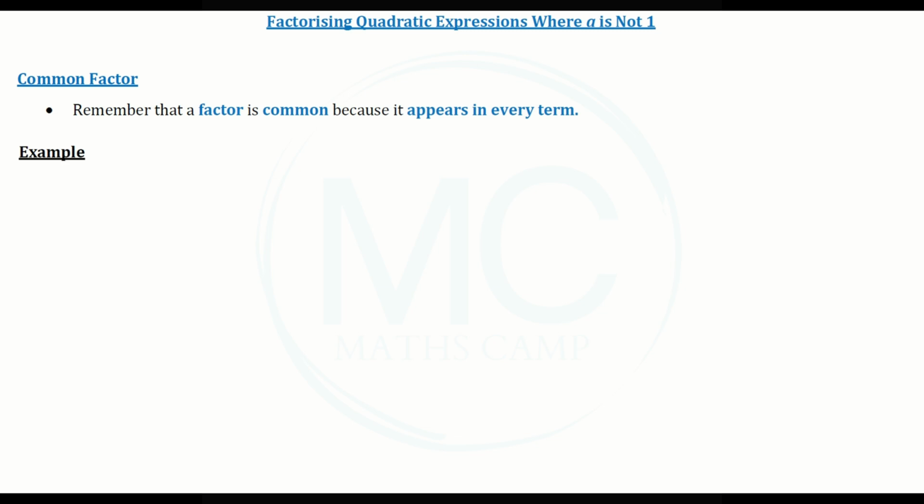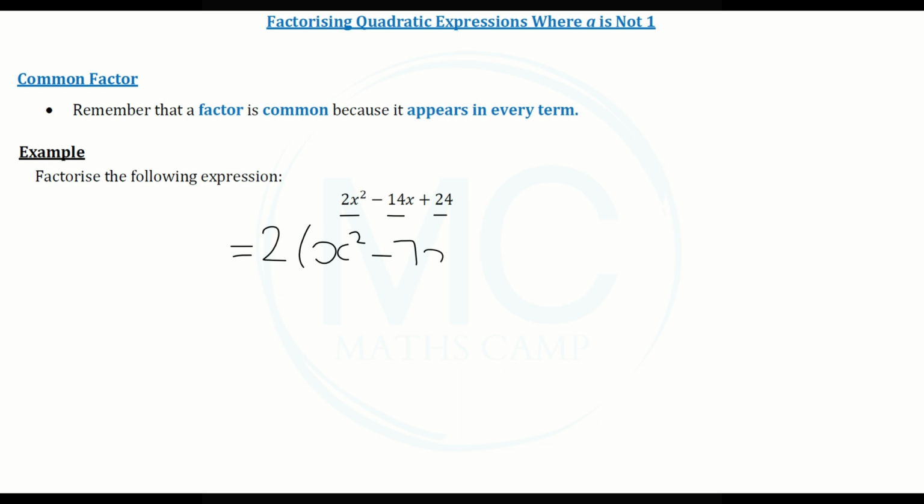Let's look at an example. Factorize the following expression: 2x squared minus 14x plus 24. Now, all three of these terms have even numbers. So let's divide by 2. So we can say 2 outside the bracket. 2x squared divided by 2 gives us x squared. Negative 14x divided by 2 gives us negative 7x. And positive 24 divided by 2 gives us positive 12.